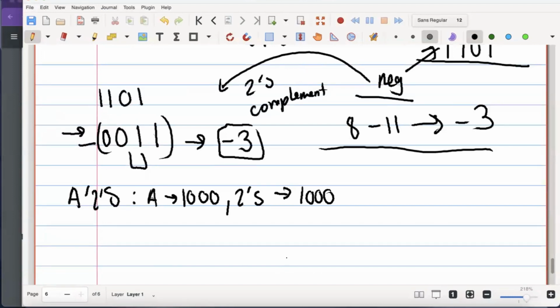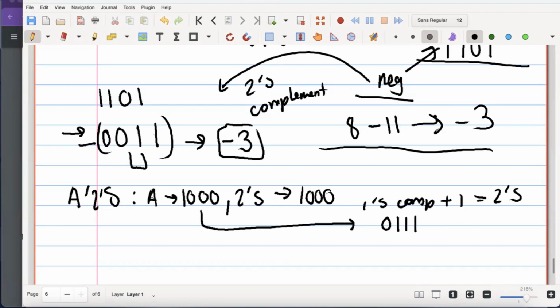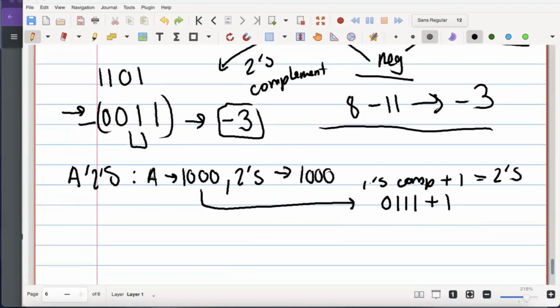But does that make sense? Not really. Can I make it make sense? Sure. Let's just see what we would do. What happens if you take the 1's complement and you add 1? Well, because this is basically 2's complement. Okay, let's take the 1's complement of A. It's going to be 0, 1, 1, 1. Let's add 1. Well, if you add 1 to that, you're going to have a carry, a carry, a carry, and then 1.